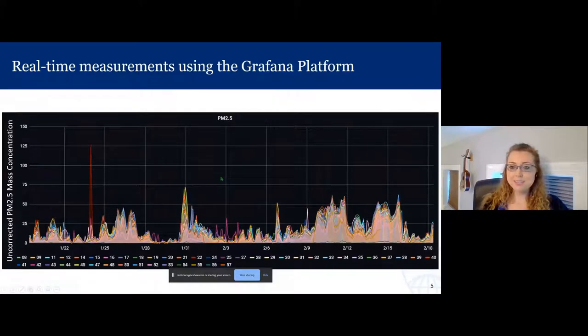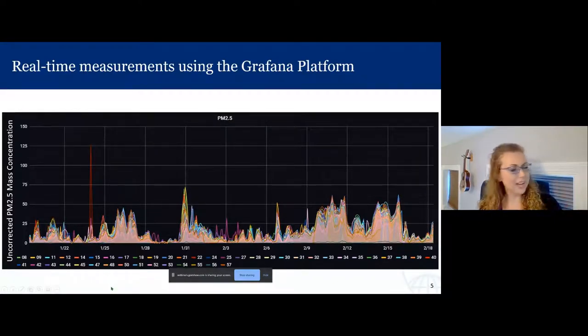And so the other really exciting thing about our network is that we have real-time data. So first of all, our monitors are basically on like a family plan. They use the Sprint network and send data in real time to us, and it goes to the Grafana platform. That's an open source platform, so it's free, anybody can use it, and we send the data and it plots it for us in real time.